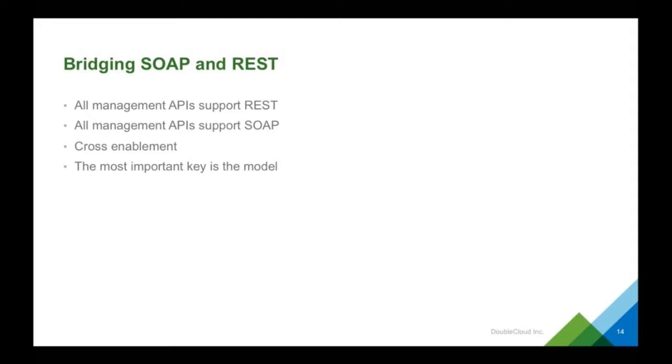So when you talk about how you unify the SOAP or the REST, logically there are not many options, right? You either convert all the SOAP APIs to REST APIs, or the other way. And then there's a third option, which is cross enablement. If you have a REST API, you can expose that as SOAP, or if you have a SOAP API, you expose that as REST.